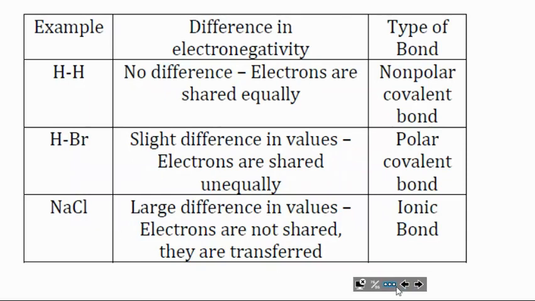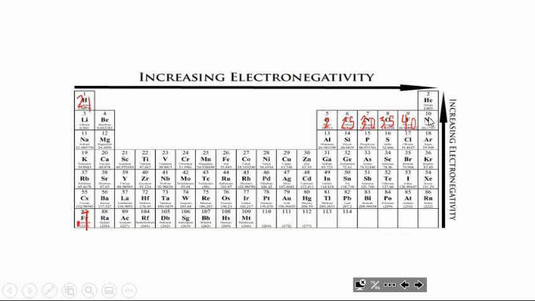All right, here's your electronegativity differences. Again, that's what's going to determine what kind of bond you have. And we're going to get more into these covalent, polar covalent, all of that fun stuff in our next unit. If you have no difference in electronegativity, it's nonpolar covalent. The electrons are shared equally. Here, hydrogen and bromine, you're going to have polar covalent. There's a difference in those values.